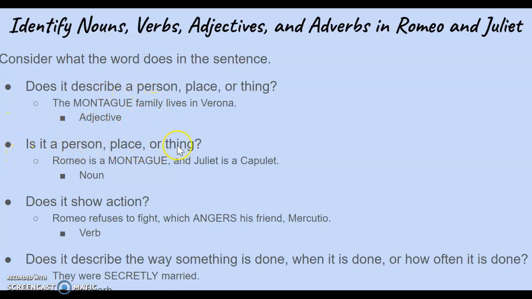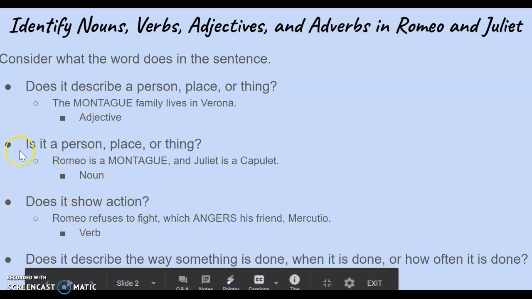All right. Is it a person, place, or thing? Like Romeo is a Montague and Juliet is a Capulet, right? That's their last names, Romeo Montague and Juliet Capulet. So here Montague is not describing something like it did up here, the Montague family. Here it's his name. We're just saying that he is a Montague. So that's a noun. It's a noun, a person, place, or thing.